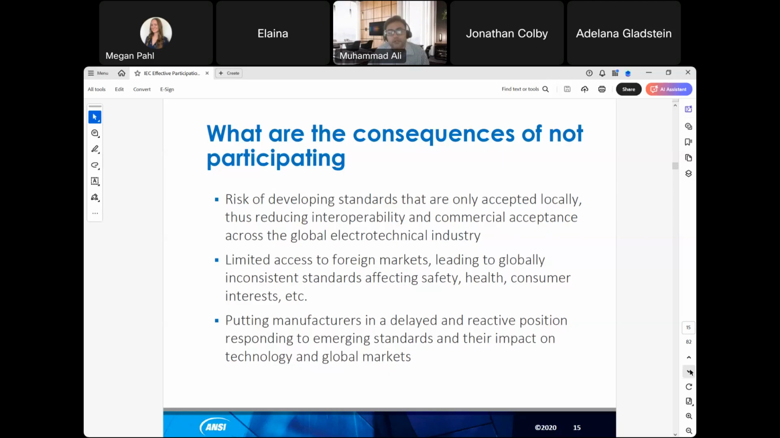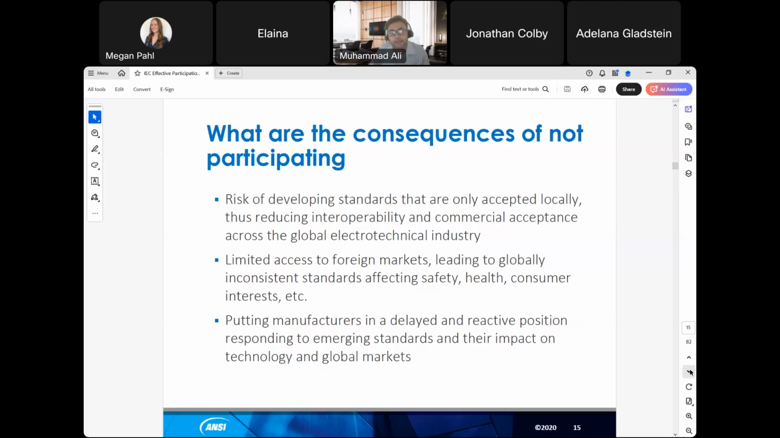Of course, there is limited access to foreign markets if you don't participate in standards, which could lead to global inconsistency, sometimes affecting safety, health, and consumer interests, and putting interoperability at risk. You are also left behind in the sense that you don't know what's upcoming, and you are not best prepared to make tweaks in your development process and supply chain process to react when it comes. So it costs you even more afterwards to respond to those standards, because you're not aware of them.